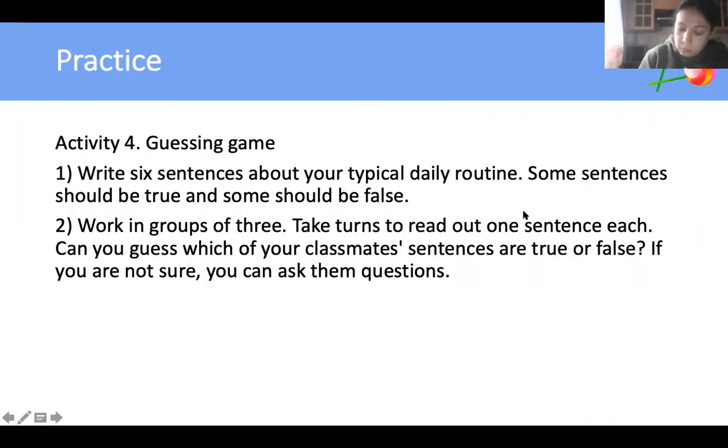A few more words before we continue. Take a look at activity 4, guessing game. It's an interesting one because you might think this is a writing activity first, but actually this is not. Actually, this is a speaking activity. Write 6 sentences about your typical daily routine, and then some sentences should be true, some should be false. It's not about writing. Actually, it's about giving your students some background, some thinking time, so they could perform better when they start speaking.